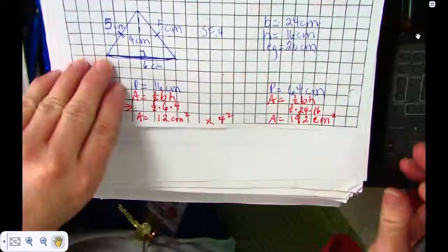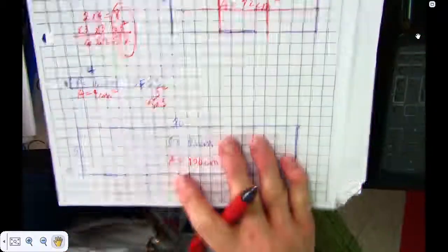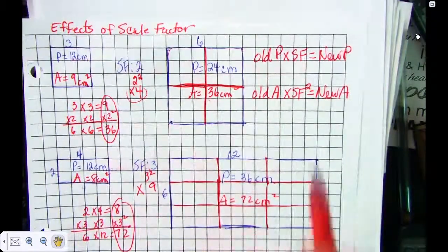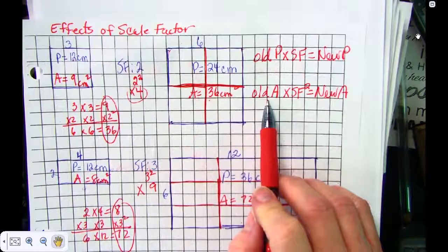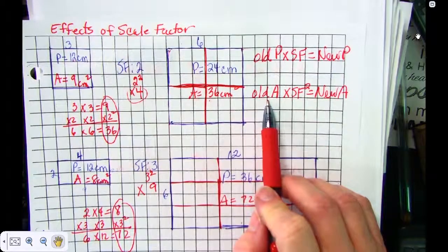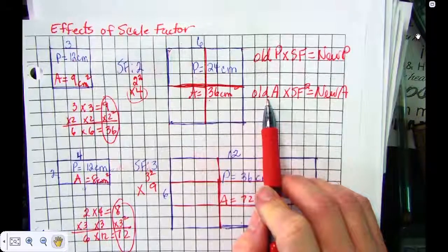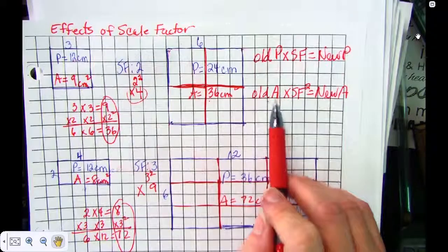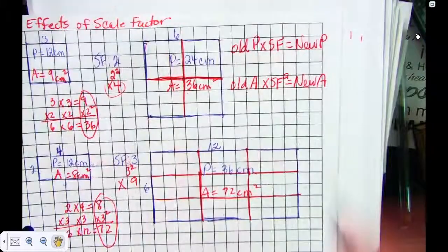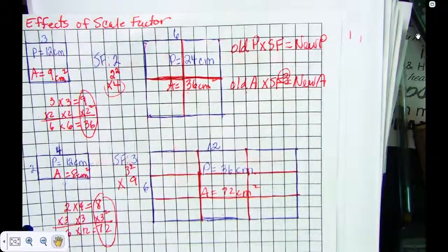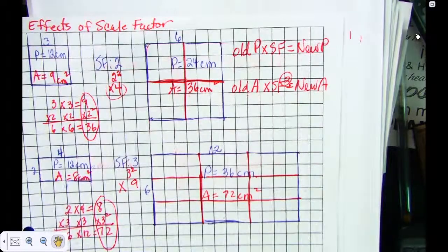Good job. Okay, so turn on the front. So let's review this. Old area times scale factor squared gives you the new area. And area is squares. Area is squares. Okay, we're going to put that in practice, but don't put it yet. Just wait, because you're going to put this in practice.